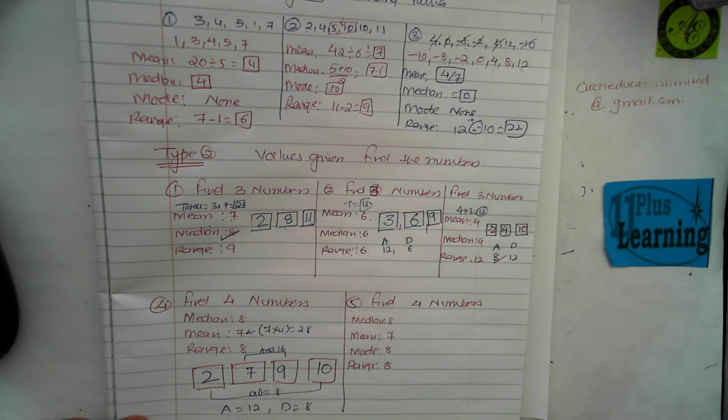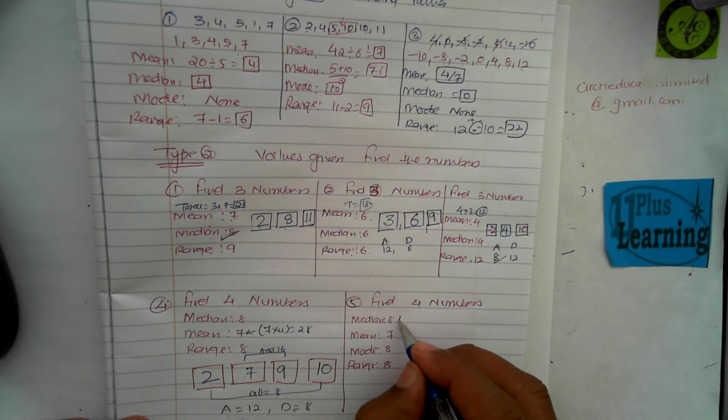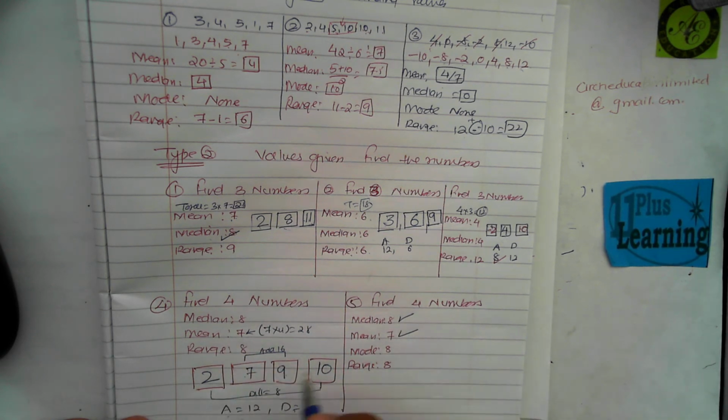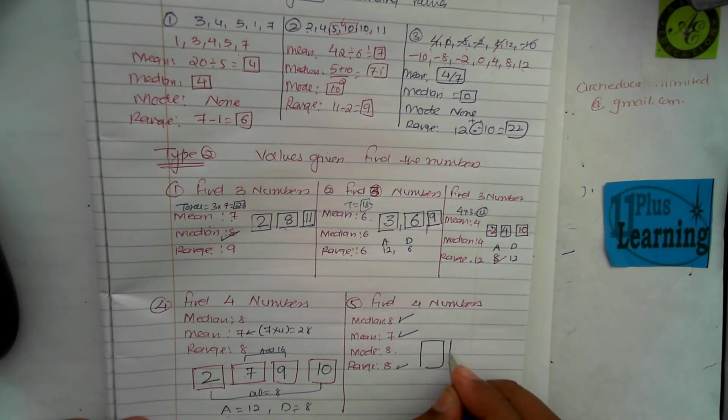Next one then. Slightly different. It's got median is 8, same. Mean is 7, same. Range is 8, same. But they're giving you mode as 8 as well. Same conditions with one more thing.